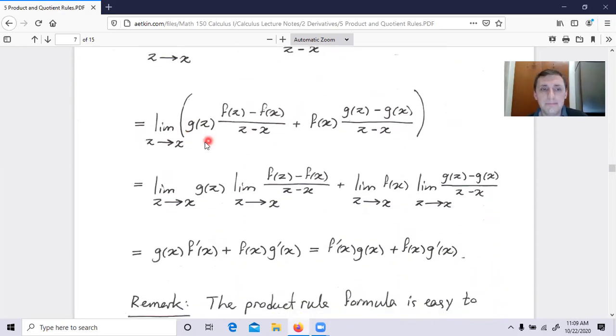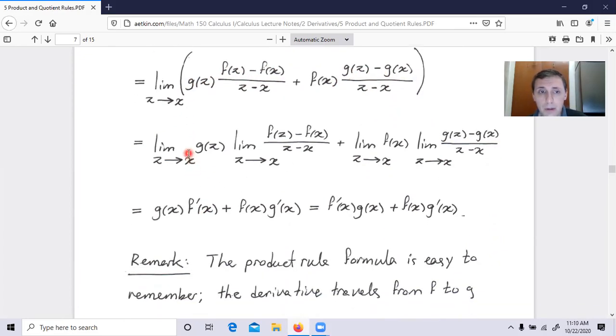So then finally, I make the observation that I have g(z) times this expression, which is the derivative of f, and f(x) times this expression, which is the derivative of g. Now the limit as z goes to x of g of z is g of x. That's not immediate. This is true because the function g is differentiable and therefore is continuous.